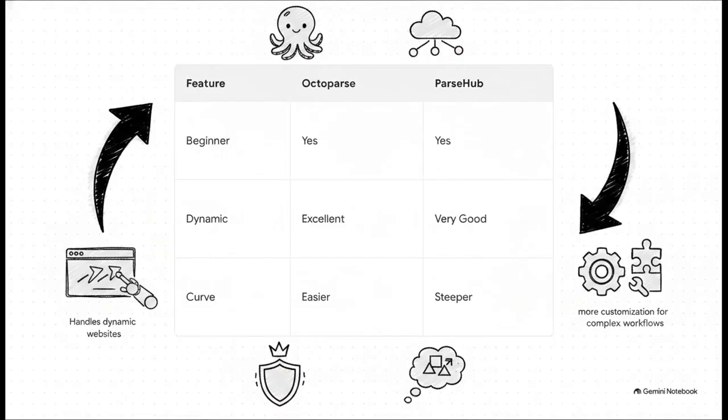First, let's stack Octoparse up against its closest visual competitor, ParseHub. Now, both of these are excellent, cloud-capable, and incredibly beginner-friendly. But Octoparse generally wins out on overall ease of use. It boasts a much easier learning curve and handles complex dynamic websites exceptionally well. ParseHub is still a fantastic tool, especially for folks who need slightly more customization for tricky workflows, but for pure out-of-the-box accessibility, Octoparse usually takes the cake.